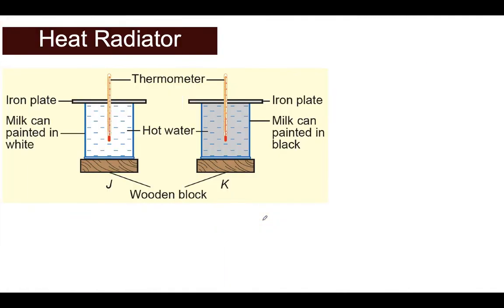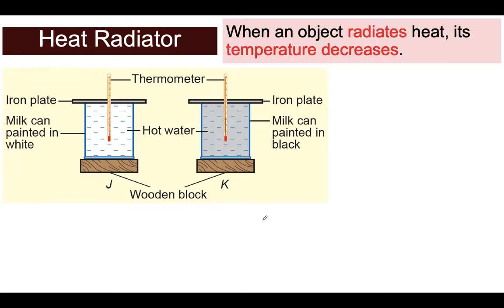Okay. Now we are going to do an experiment for heat radiator or heat emitter. Which one of these two, dark and dull surface or bright and shiny surface, is a good heat radiator or heat emitter? When an object radiates heat, the temperature decreases. So we are going to see whether the milk can painted in white or the milk can painted in black has a higher temperature decrease, because when the temperature decreases, it shows that they can radiate heat. If the temperature decrease is big, it shows that the surface can radiate heat better.